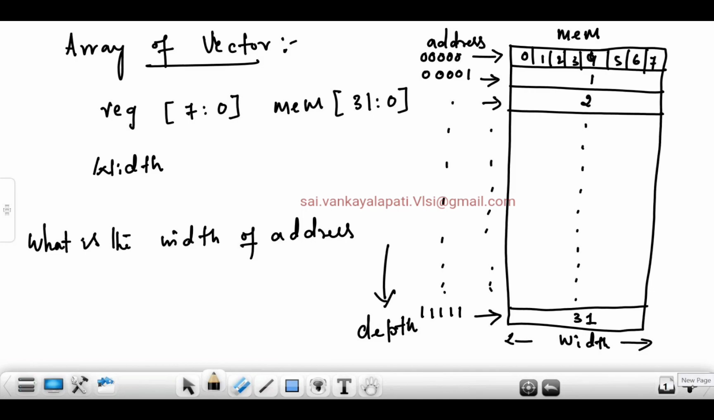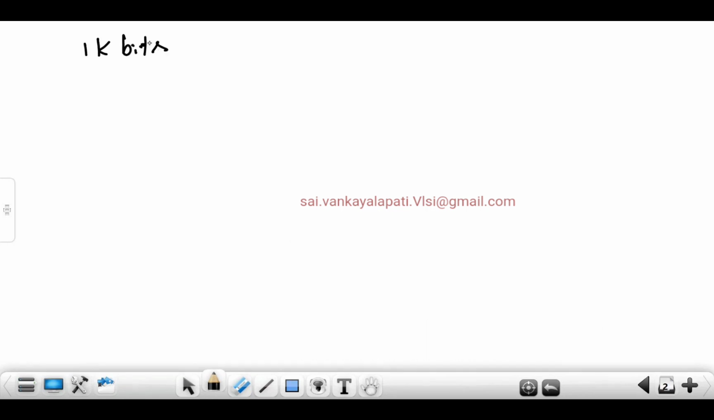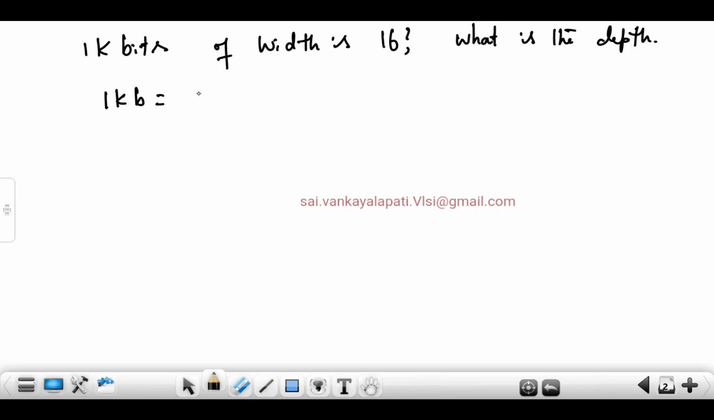Suppose, let us take an example. The width is 16, and I have given the size as 1 kilobits. Then what is the depth? 1 kilobits is equal to how much? 1024. This is nothing but 1 kilobits.